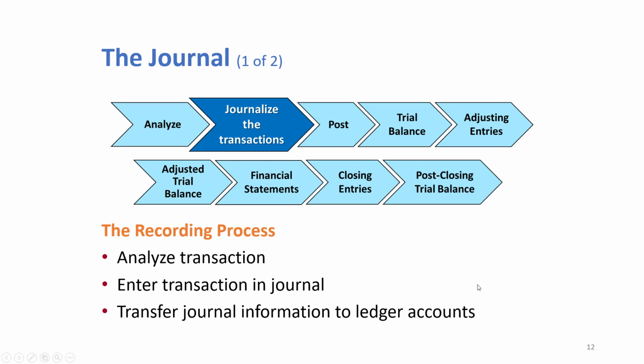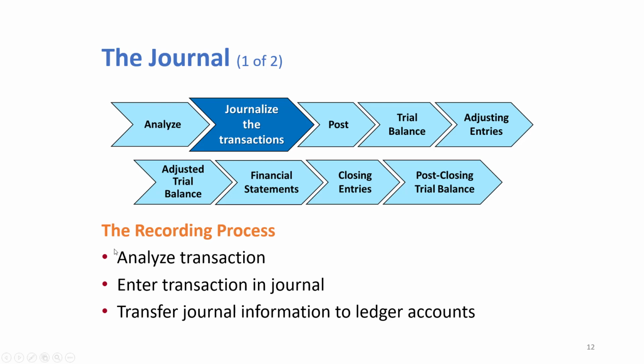Now let's start with the journal. What is a journal? A journal is the primary book of records where all the transactions are recorded chronologically according to date, and this is basically the second step of the accounting cycle. So what is the recording process? That means how we can journalize a transaction.